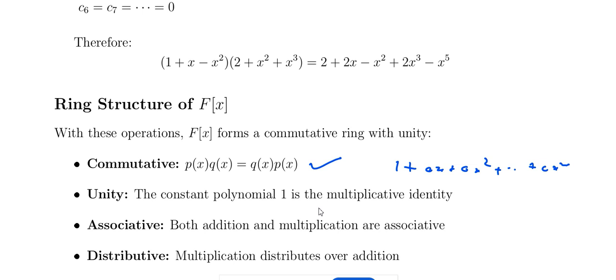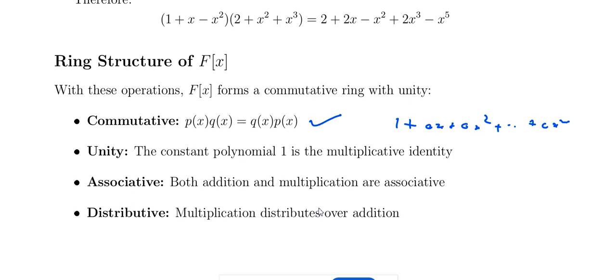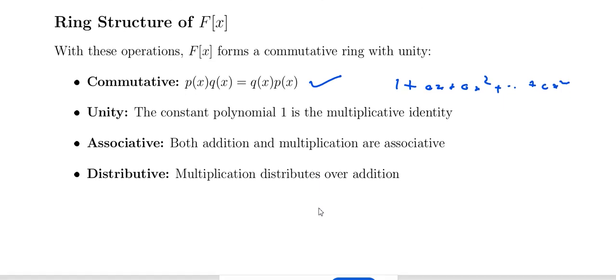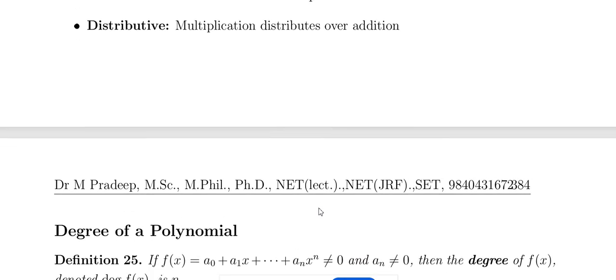So with respect to multiplication, the identity element exists and the commutative property is true, and also with respect to addition it is an abelian group, multiplication is associative and it also satisfies the distributive property. So this capital F of x, the collection of all polynomials, forms a commutative ring with unity. What about the nature of the field?